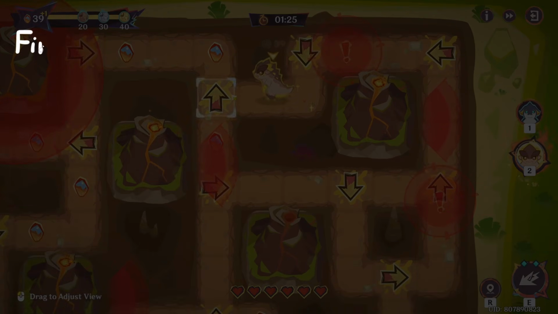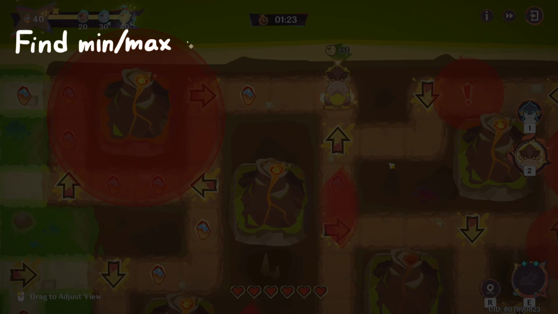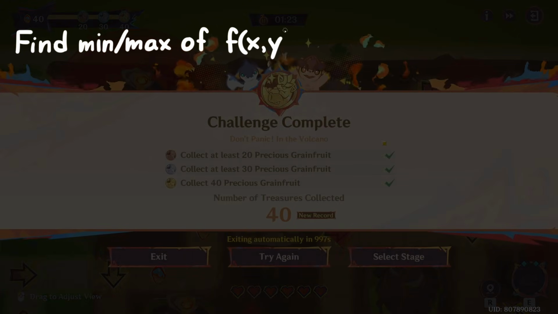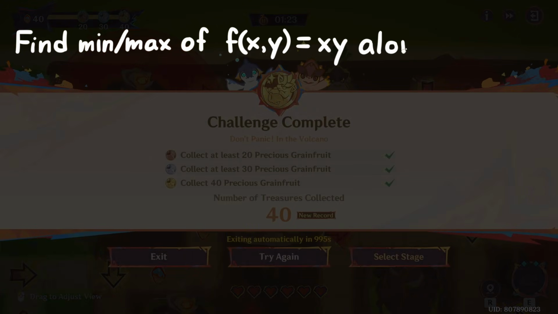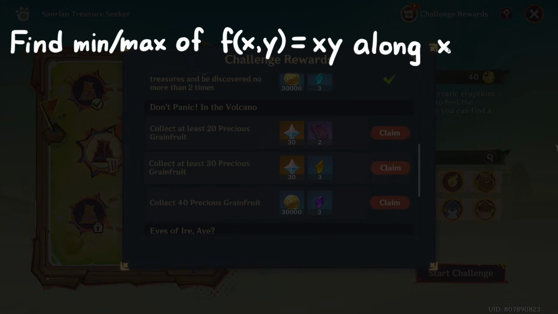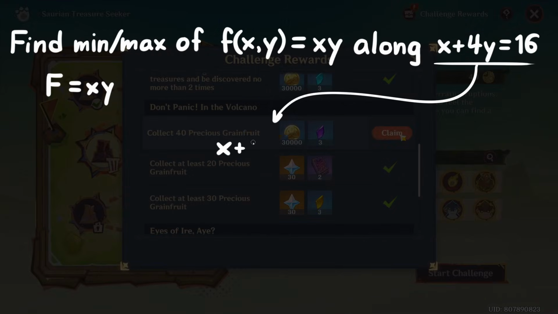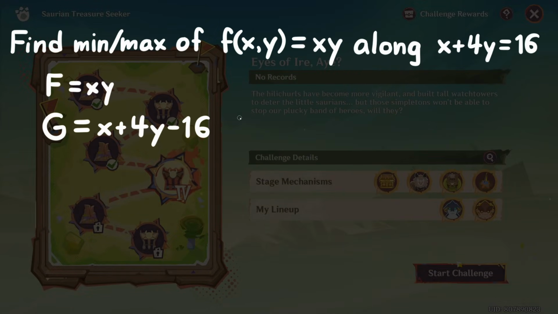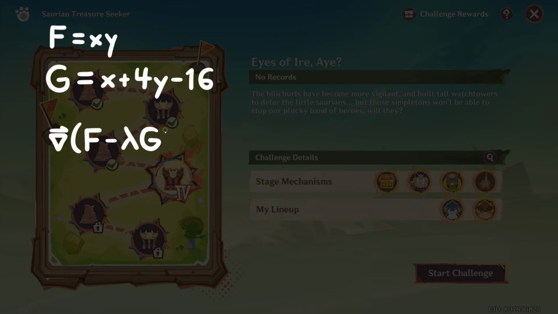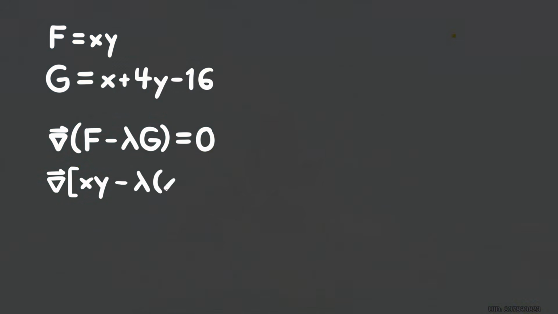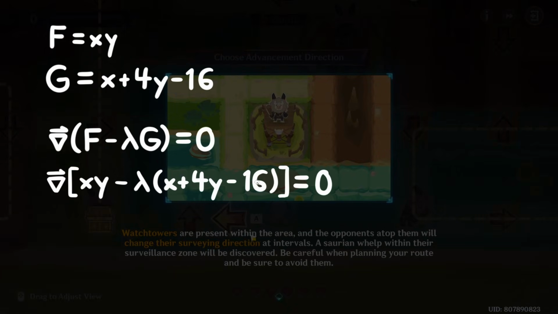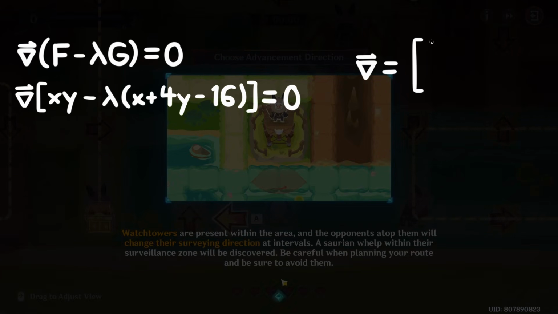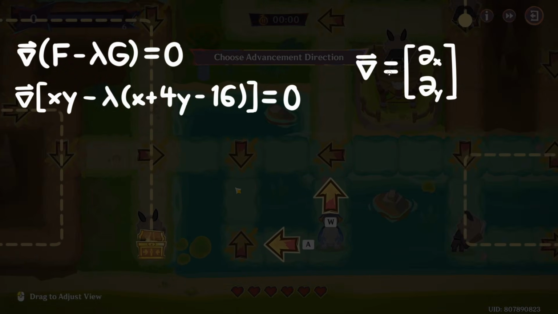Here's an example. Let's say we want to find the maximum or minimum of the function f of x and y, which is equal to x times y, with the constraint that it is along x plus 4y equals 16. First, let's determine g. Basically, all we have to do is to put everything on one side. Next, we can use the main equation and substitute. Because we have two variables, nabla contains the partial derivatives with respect to x and y, resulting in two different equations.